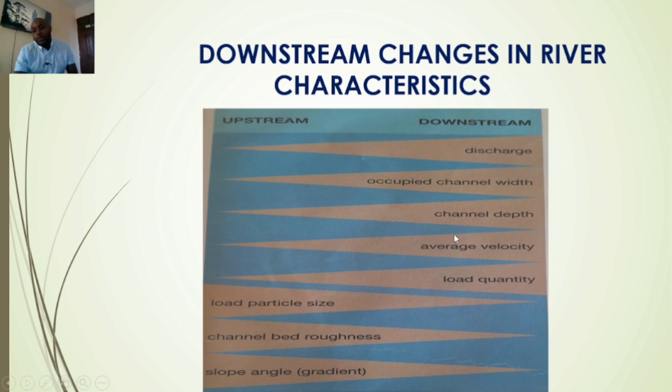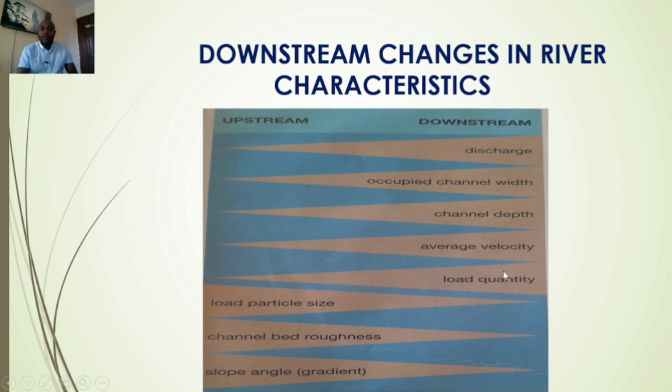Then the average velocity. Now this one, I'm sorry for this diagram, it's in the book, but it's inverse. Because at the upstream the average velocity of the river is high, and then downstream it is low. So take note of this please, but I've explained it in the next slide. And then the load quantity in the upstream is less. But as you move downstream, the quantity of that load is high.